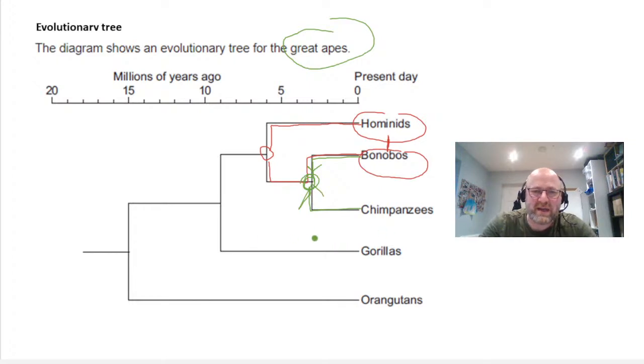In IGCSE, I don't think they're going to give you this. Now, which of these evolved first? Can anyone tell me which great ape was first to evolve? Which one came on the scene first? Can anyone work out which of these must have evolved first?